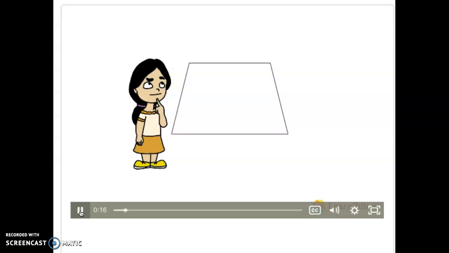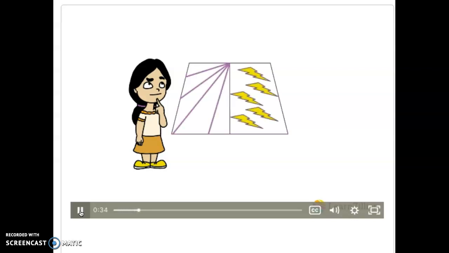Sam wanted to make a trapezoid-shaped flag. She decided to partition her trapezoid in half, so she folded her trapezoid in half and then drew a vertical line down the fold in the middle. She knew she needed each half to be designed differently, so she put lightning bolts on one half and stripes on the other.